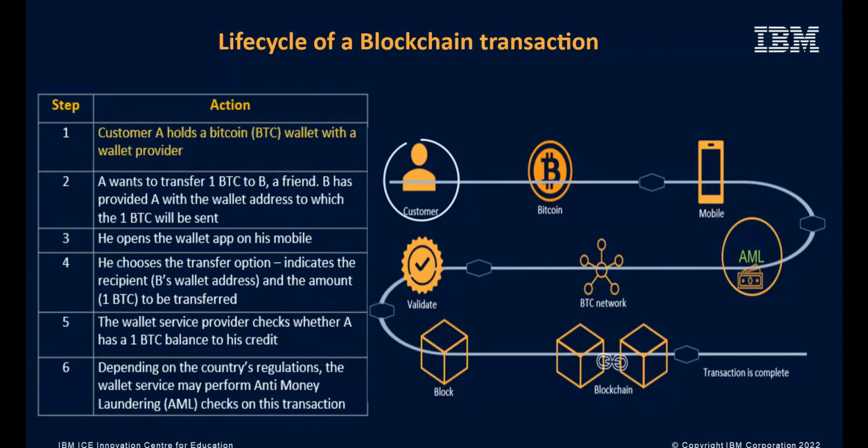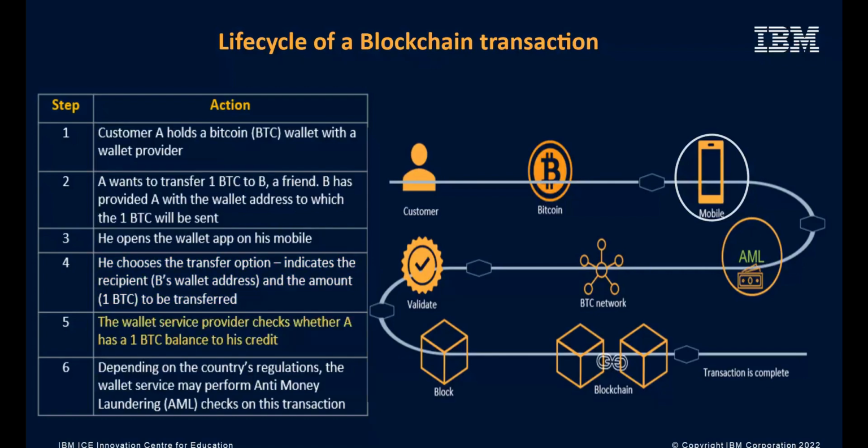1. Customer A holds a Bitcoin wallet with a wallet provider. 2. A wants to transfer 1 BTC to B, a friend. B has provided A with the wallet address to which the 1 BTC will be sent. 3. He opens the wallet app on his mobile. 4. He chooses the transfer option, indicates the recipient and the amount to be transferred.